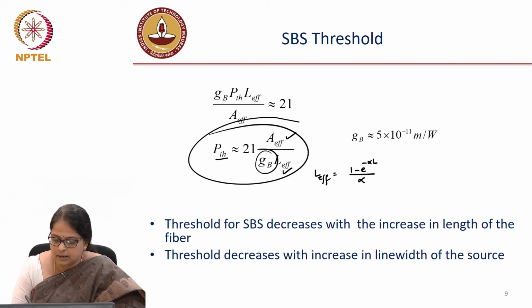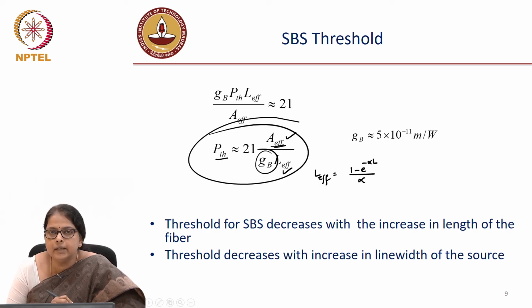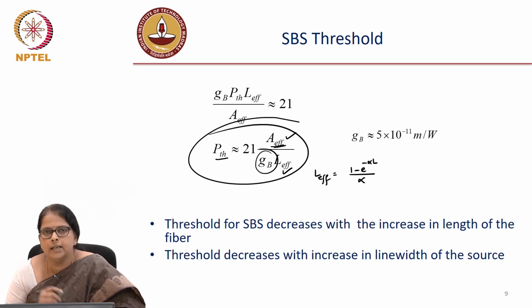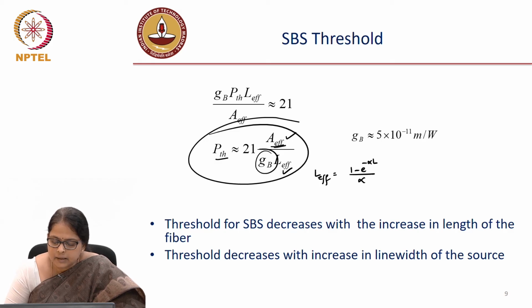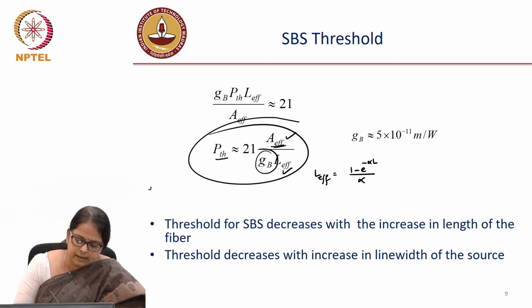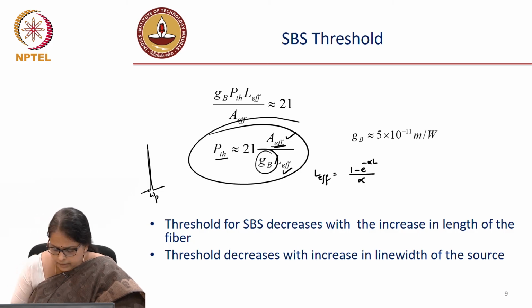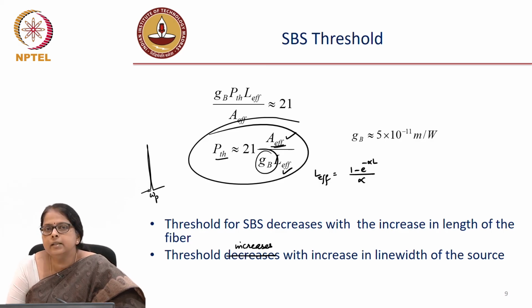It also is found to increase with the effective area of the fiber, but in case of a standard single mode fiber, the area is constant. But the other thing to note is that all the phenomena that we have described until now for stimulated Brillouin scattering assume that the pump is a narrow line with the center frequency omega p. We never considered the line width of the pump. So one more detail is that the threshold increases with the increase in line width of the source.